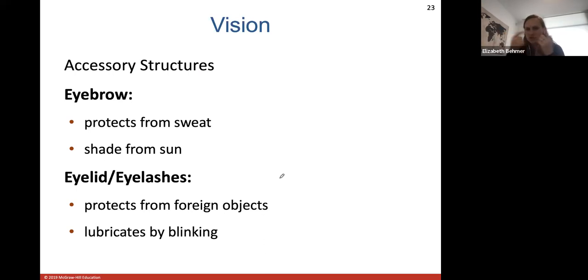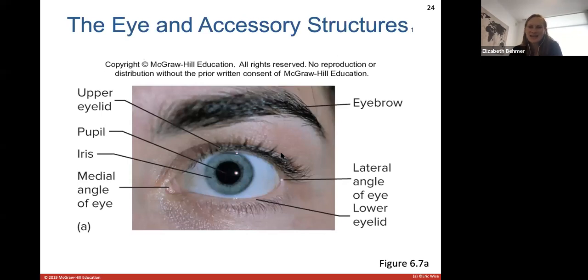Your accessory structures are everything outside of the eyeball that still help with vision and keeping your eyes protected. Your eyebrows protect your eyes from sweat, and they also provide some shade from the sun. Your eyelids and eyelashes protect from foreign objects by rapidly blinking before anything can get in, as well as lubricating and moving around the tears on the eye so that your eye remains clean with moisture at all times. So here are the eye and accessory structures.